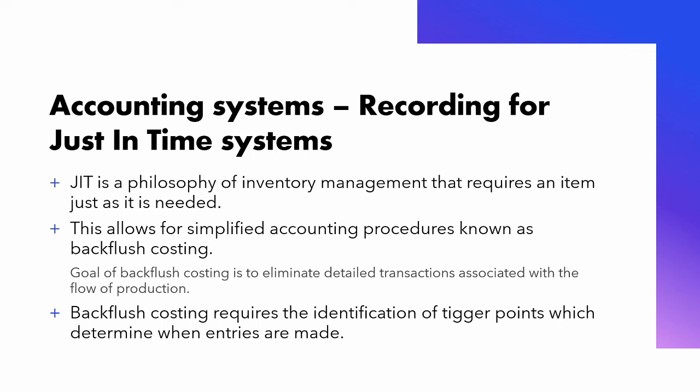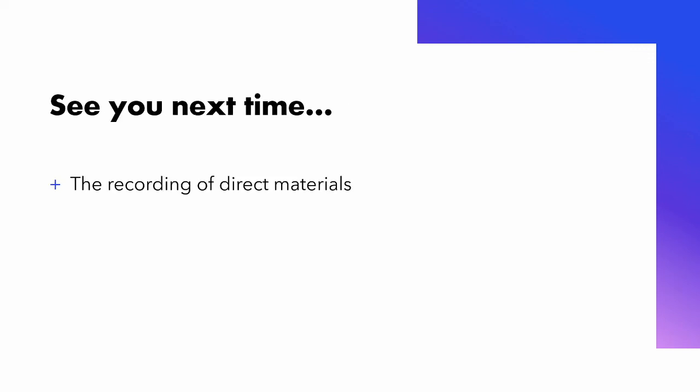In order to achieve backflush costing, various trigger points need to be identified to determine when the accounting entries are made. In its simplest form, there is only one trigger point, being the completion of the finished goods. Other trigger points, however, could include the purchase of the raw materials and any related components. This brings us to the end of our overview of job costing.